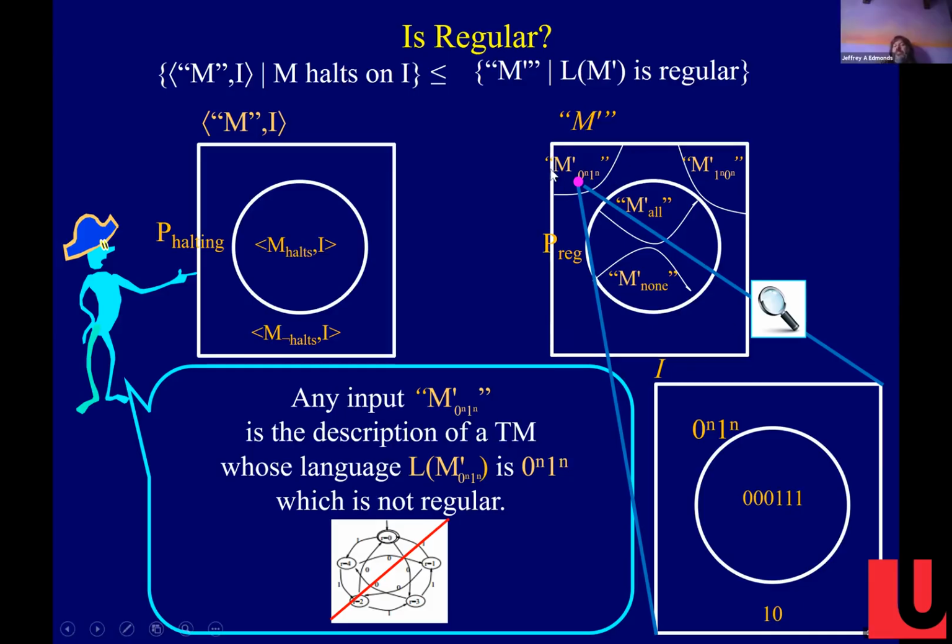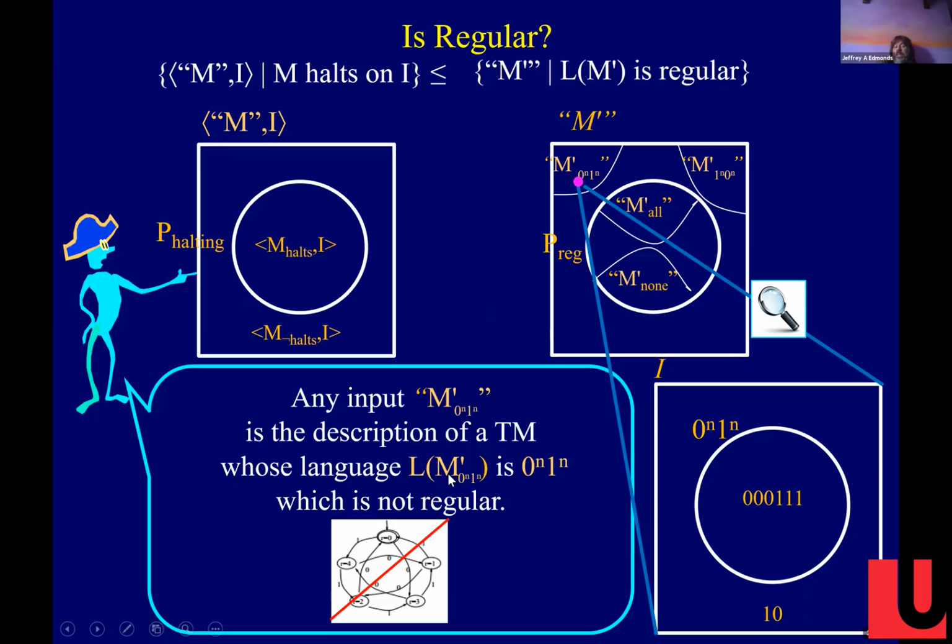So the question is, what's the language of this machine? The language of this machine, L of M, is 0^n 1^n. Why? Because those are the inputs on which it halts and says yes. The other inputs, it doesn't halt and say yes, so those are no instances. So what's the language of this machine? It is 0^n 1^n.